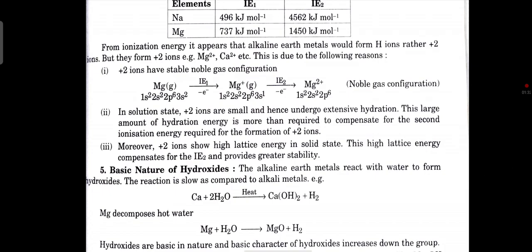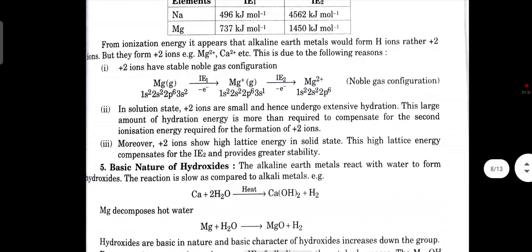From ionization energy, it appears that alkaline earth metals would have M+ ions rather than 2+ ions, but they form 2+ ions: Mg2+, Ca2+. This is due to the following reasons. The 2+ ions have a stable noble gas configuration.